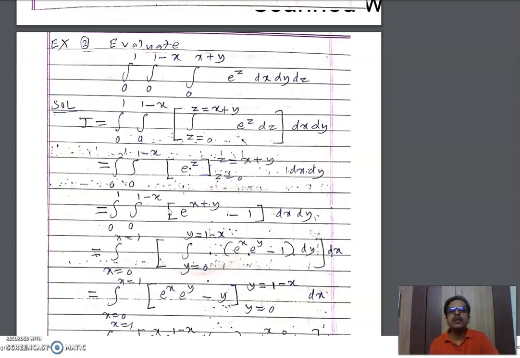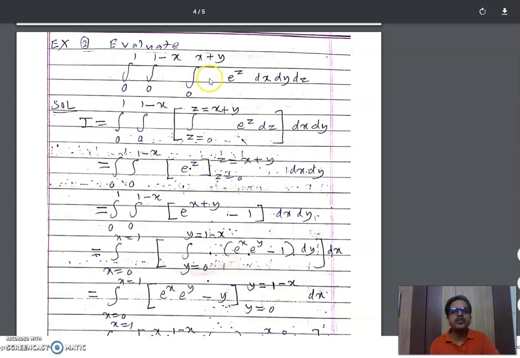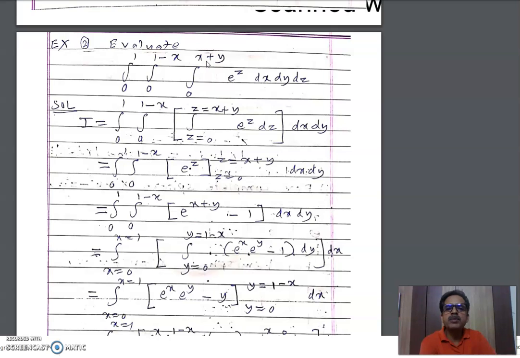Let's see now the second problem on triple integration. Evaluate this. Here the variables are x, y, z. Look at the limits of the inner integral, 0 and x plus y. That means the limits of the inner integral are functions of x and y. That means first integrate with respect to z.